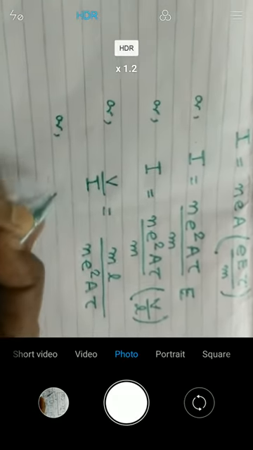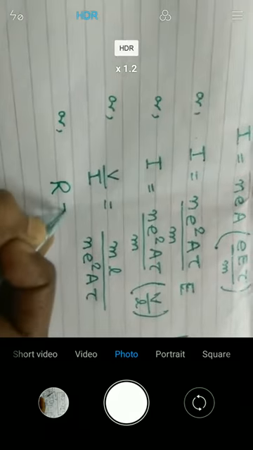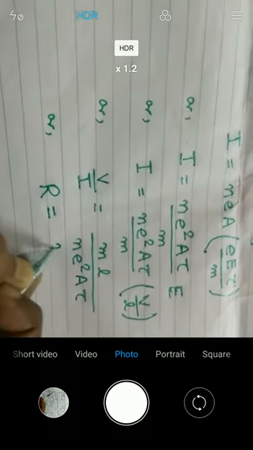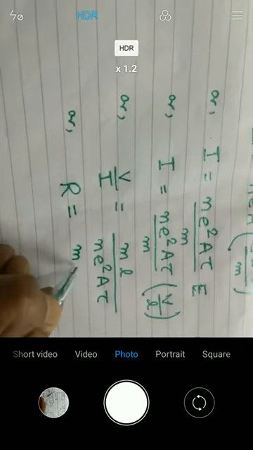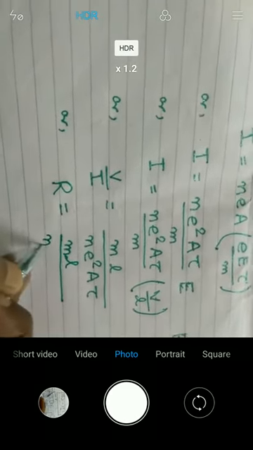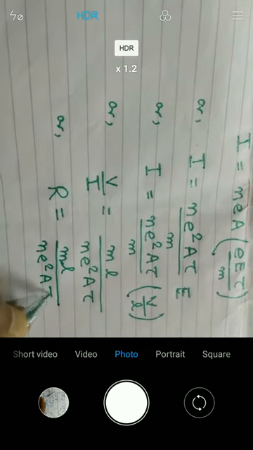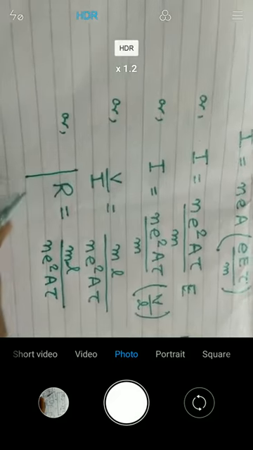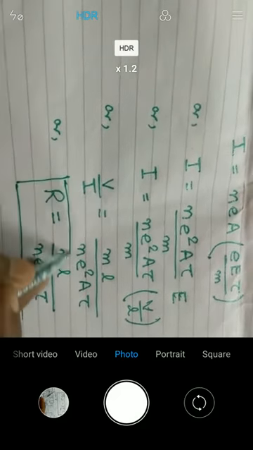Using Ohm's law, V by I can be written as the resistance of the wire. So the formula for resistance is mL divided by ne²Aτ. So this is the formula for resistance offered by a metallic wire.